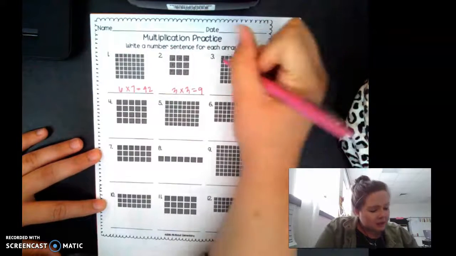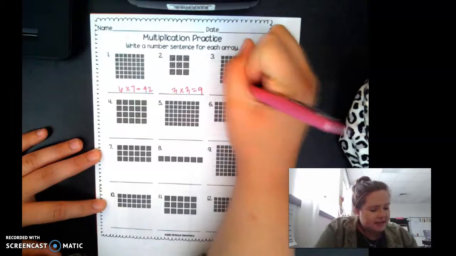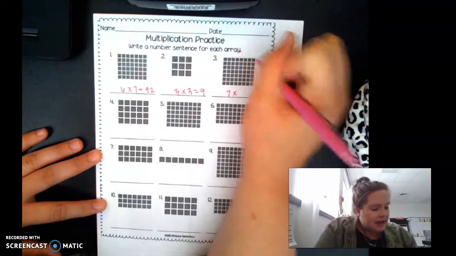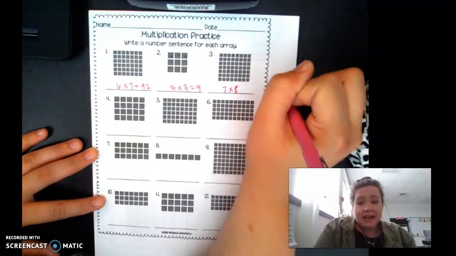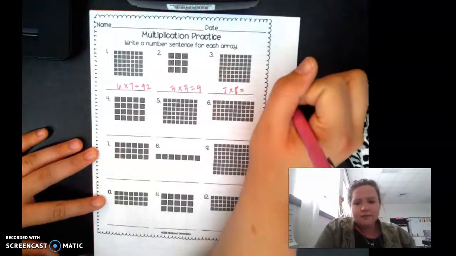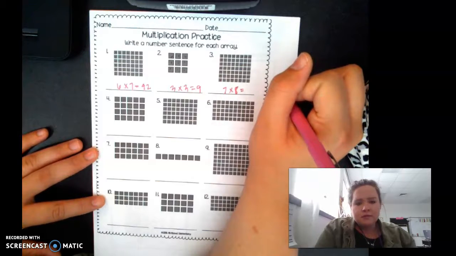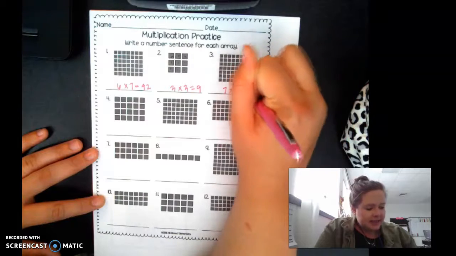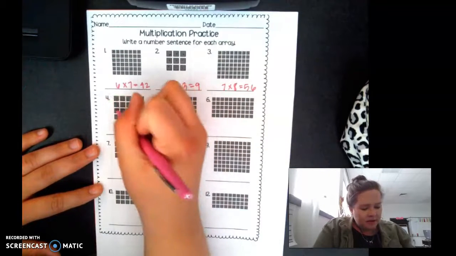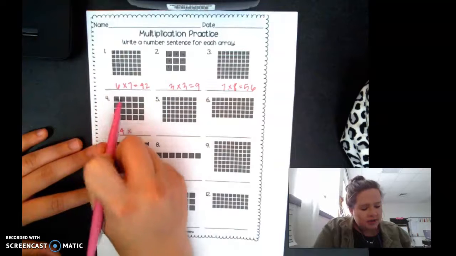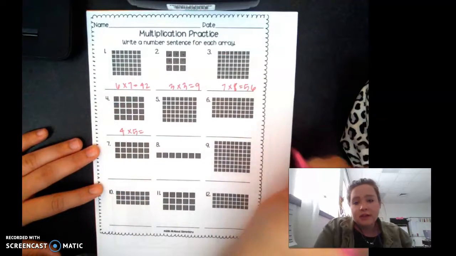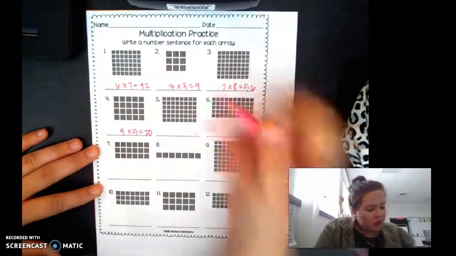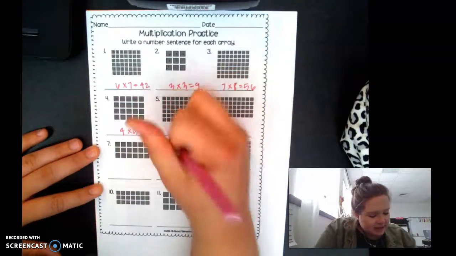All right? This next array, 1, 2, 3, 4, 5, 6, 7 times 1, 2, 3, 4, 5, 6, 7, 8. 7 times 8 equals, does anyone know what 7 times 8 equals? 56. 1, 2, 3, 4 times 1, 2, 3, 4, 5, which equals 20. Awesome.